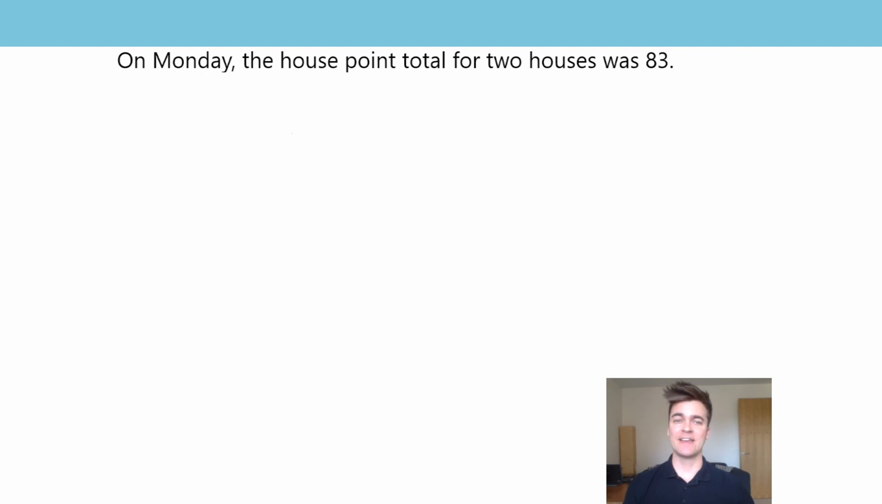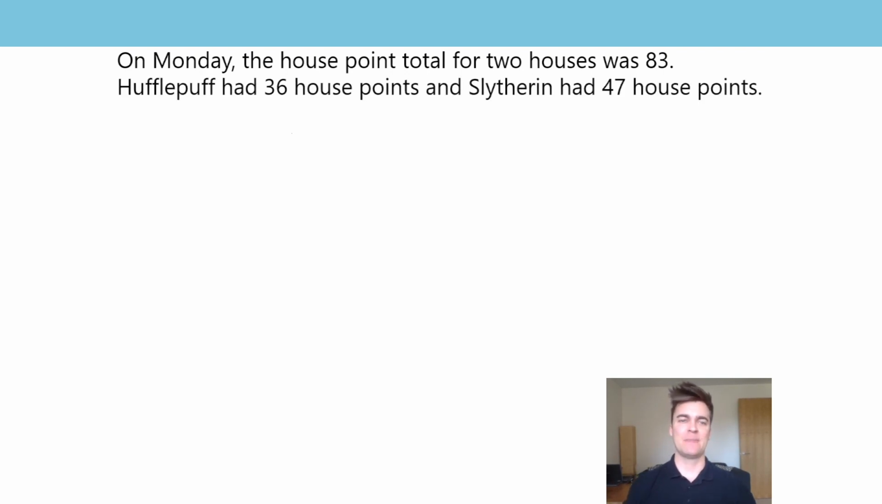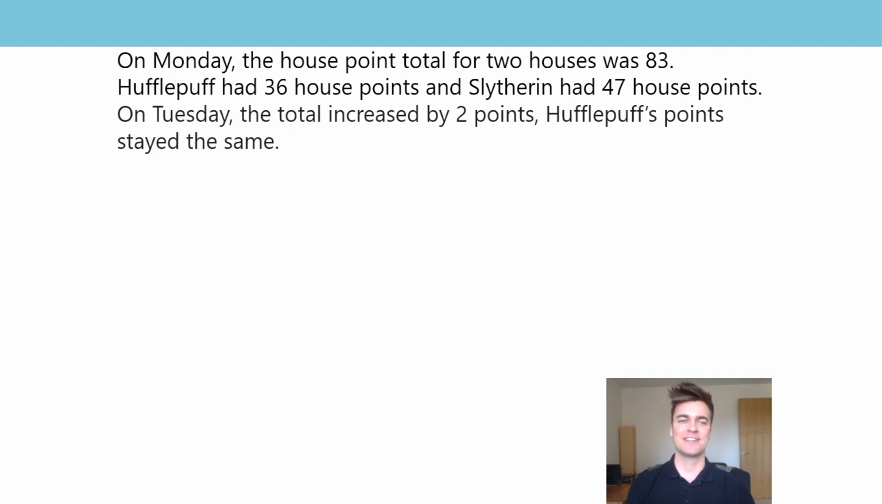Here's a problem to get us started. Can you read it aloud with me? On Monday, the house point total for two houses was 83. Hufflepuff had 36 house points and Slytherin had 47 house points. On Tuesday, the total increased by 2 points. Hufflepuff's points stayed the same. What happened to Slytherin's points?